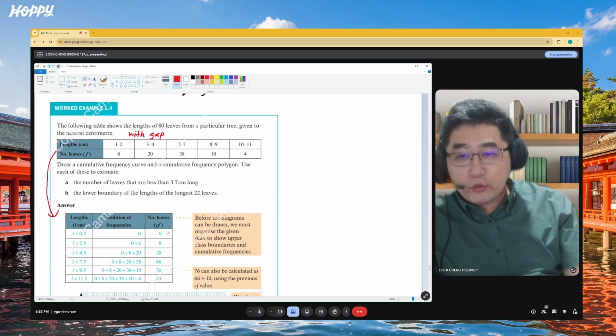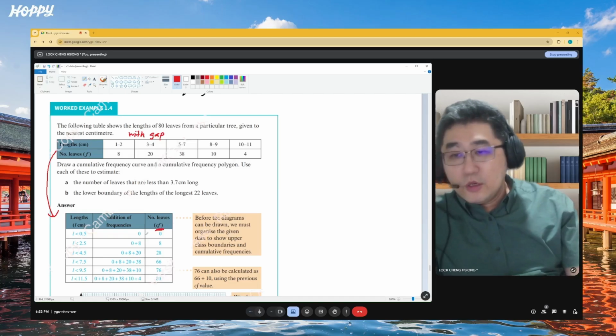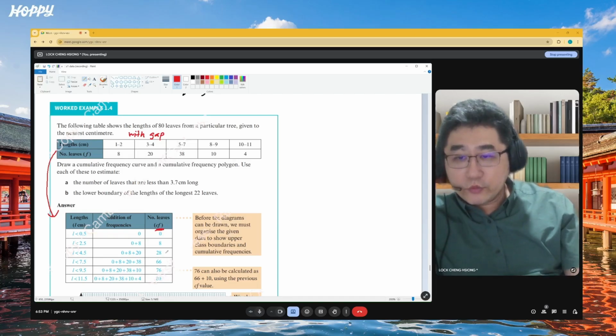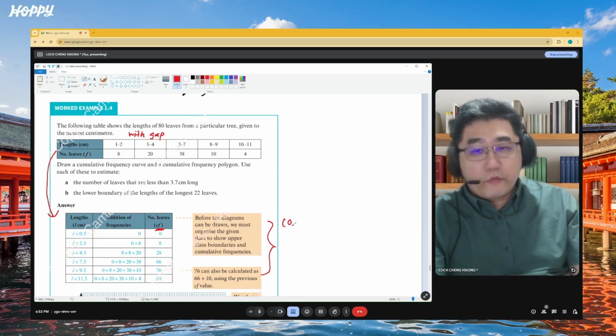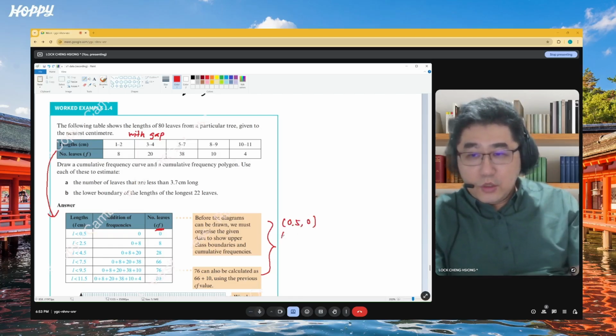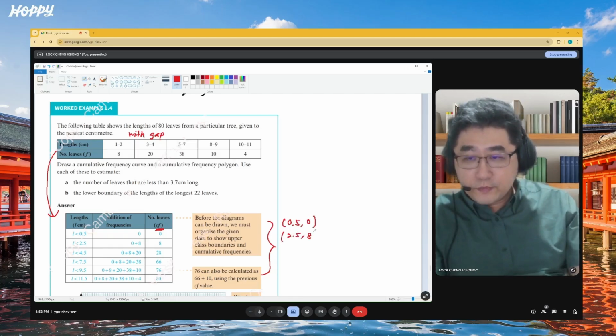Less than 2.5, you have 8. So you can see that this is a cumulative frequency. Less than 4.5, you have 28, and so on and so forth. So from here, we generate a few coordinates. The coordinate of 0.5, 0. Okay, 2.5, 8.